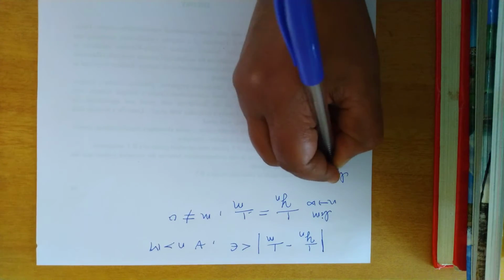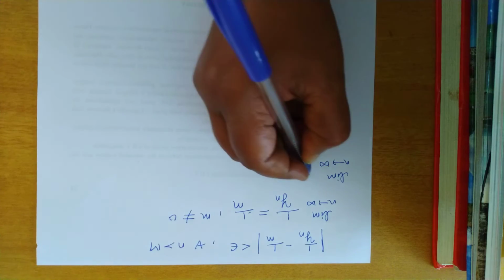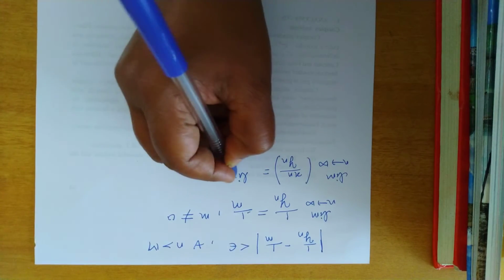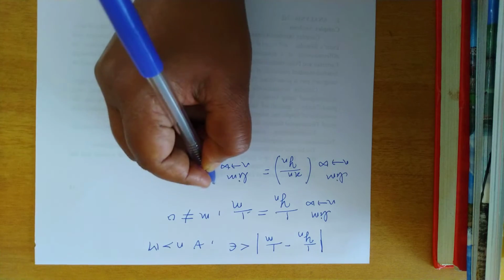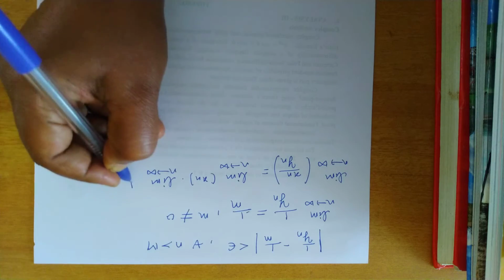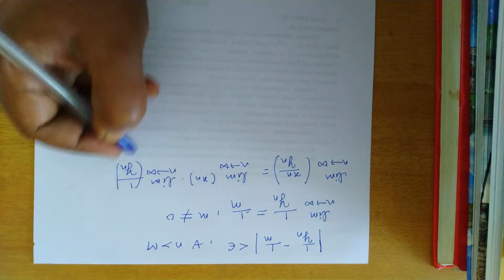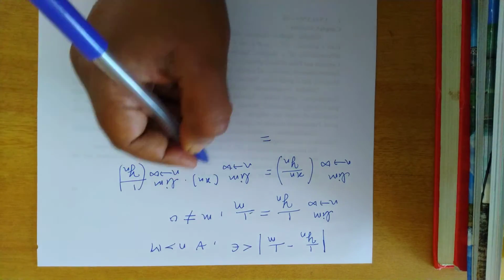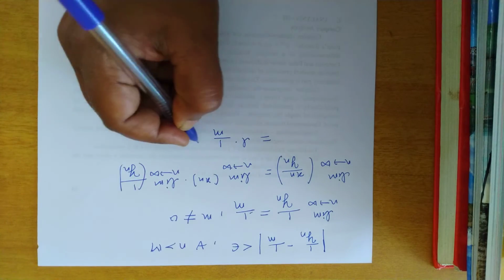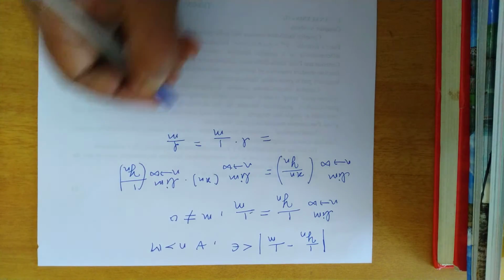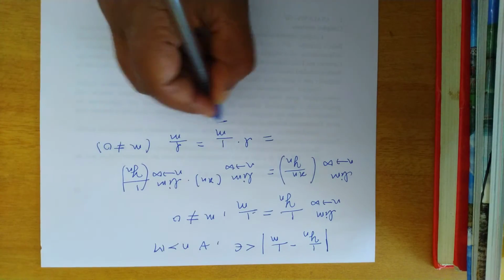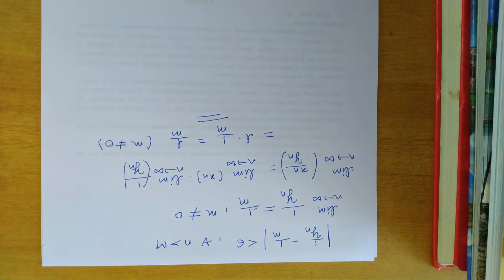And what do we know? Limit n tending to infinity xn by yn will be limit n tending to infinity xn into limit n tending to infinity 1 by yn. We know the limit of xn is L, and we have just now proved it is 1 by m, and therefore it is L by m, where m is a non-zero quantity, and hence we have proved this.